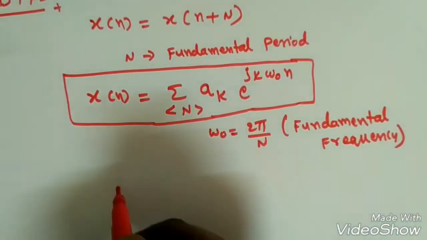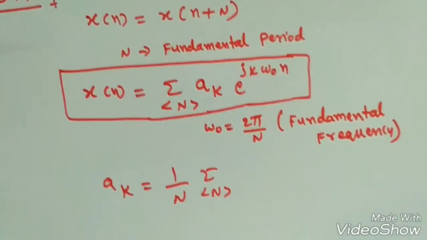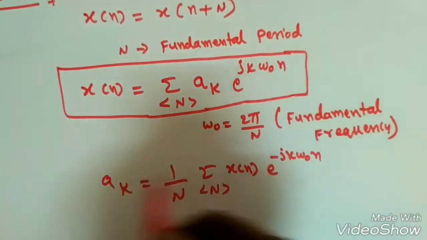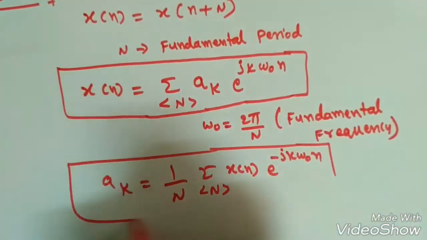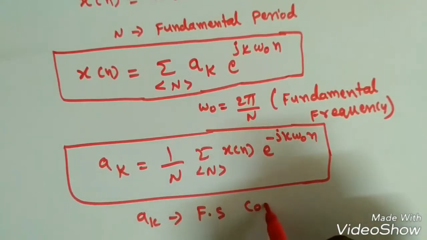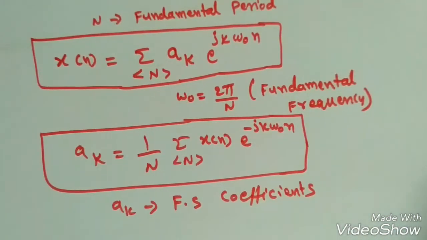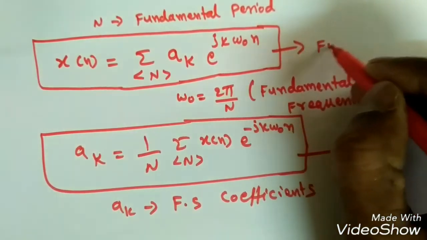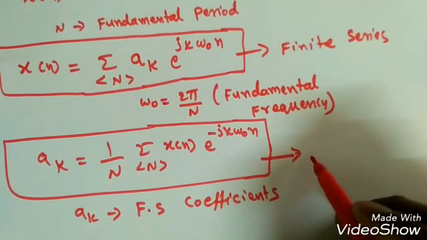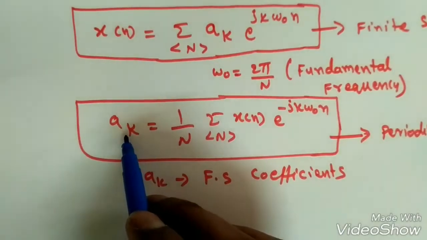Now how do we find the Fourier coefficients? For the Fourier coefficients also, we need to sum up over one time period: a k equals 1 by N times the summation of x of n into e power minus j k omega naught n. These two are the Fourier series pair. So this gives the Fourier series coefficients. a k is called the Fourier series coefficients or spectral coefficients. Both of these are finite series, and a k is periodic in nature.